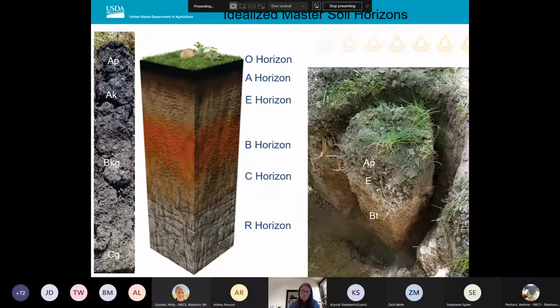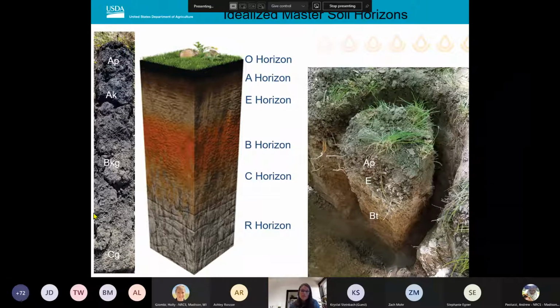I know if I see an E horizon, the native vegetation was in a forested area. Then we have a B horizon, and this is the maximum zone of accumulation. So we can have an accumulation, depending on where you are in the world, of clay, iron, aluminum, carbonates, gypsum, and then this is a zone of illuviation. We won't get into all that, but I have to throw that out there.